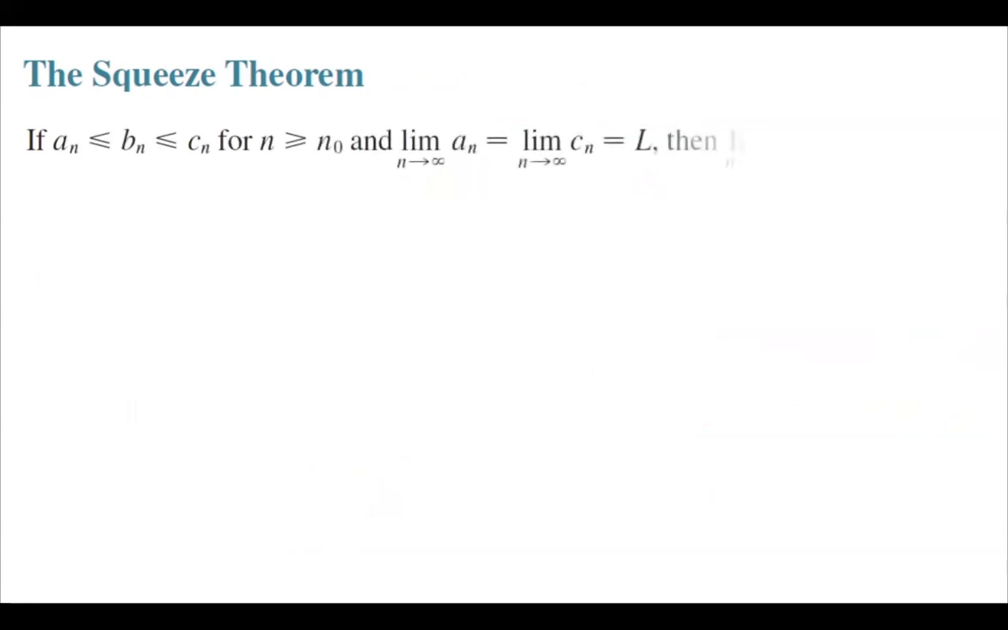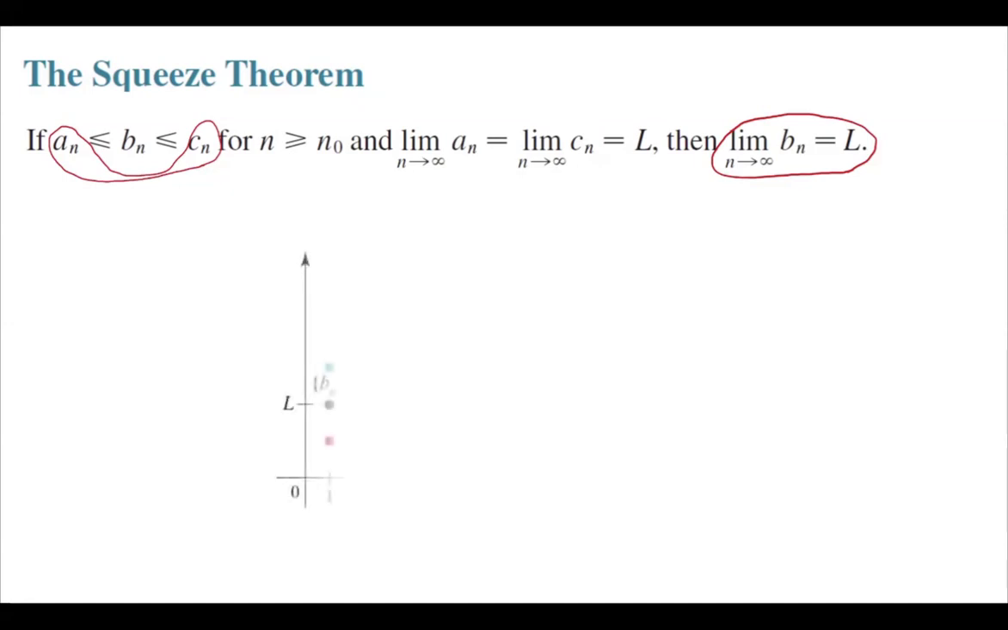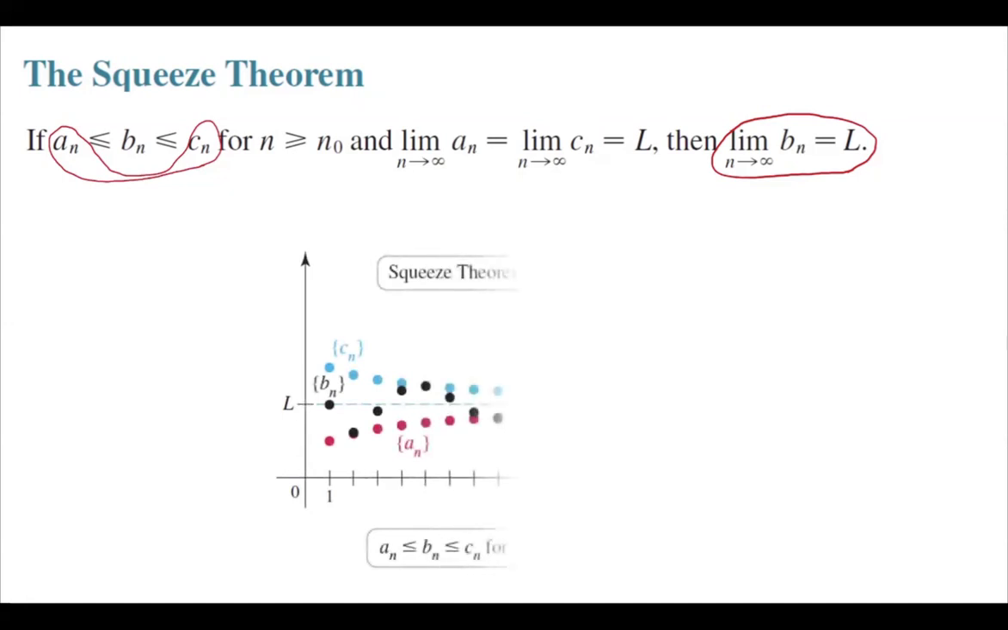Remember squeeze theorem from elementary calculus. The squeeze theorem says if you have 3 functions, an, bn, cn, if the limits of an and cn are equal to each other, and they are both L, then you can conclude that the limit of the middle function is equal to L as well. So what's the use of it? You can use this to evaluate complicated or complex functions' limits.